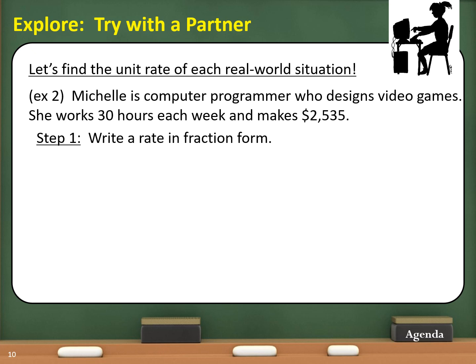One more question. So please read the question and find the unit rate. First we had to write the fraction. Michelle is a computer programmer who designs video games. She works 30 hours each week and makes $2,535. So what do we have to calculate? How much she earned per 1 hour? Because she worked 30 hours and she made $2,535. If she works 1 hour, how much can she make?